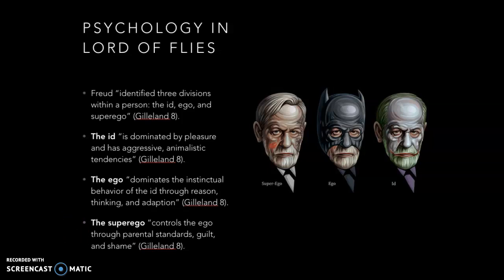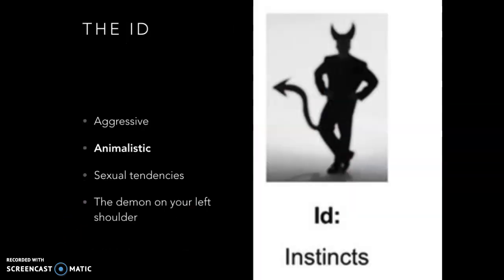So I'm going to break this down even further. Once again, the id is aggressive, animalistic. It deals with having sexual tendencies. It's pretty much the demon on our left shoulder. And there are characters in the Lord of the Flies that would fall under this category. And we will be connecting this along with this idea of bullying being part of this id in us that pushes us to make those kinds of evil decisions towards people.